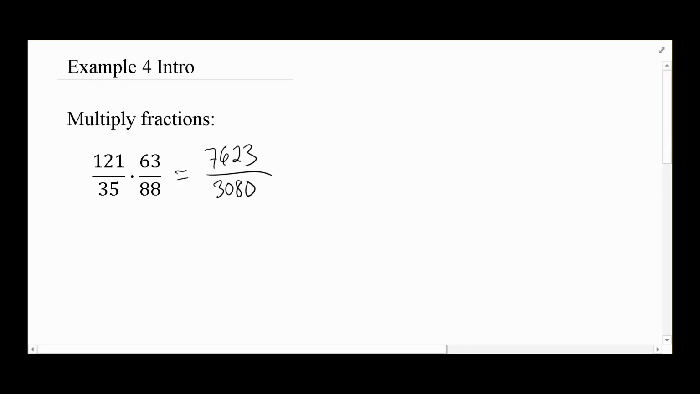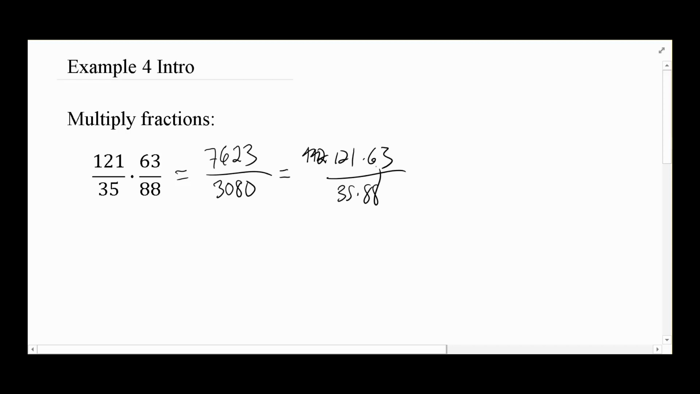And that's all well and good until I get to, well, is that in simplest form? Can I simplify that fraction any further? I say, I don't know. So how do we simplify that fraction? Well, we factor it. We say, what things multiplied together equal this? Well, I can tell you, 7,623 is 121 times 63, and 3,080 is 35 times 88.